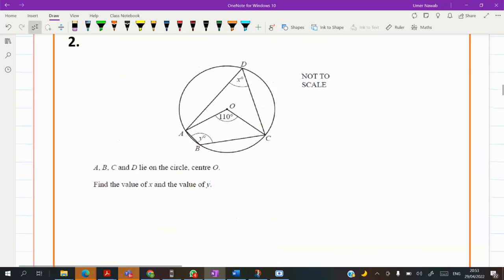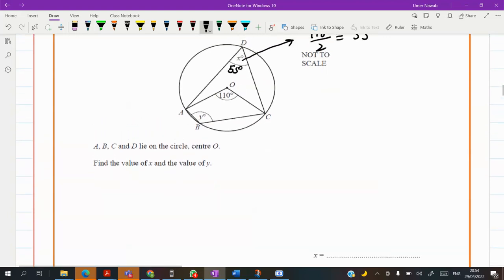Now, this question, interesting. You remember I told you when the central angle is given to you and the back angle is given to you, there is a relationship between them. Arc AC is producing an angle at the center, and it is also making an angle at the circumference. So what is the relationship between them? The angle at the back is always half of the central angle. So 110 divided by 2 gives you 55. So this angle is 55. Done. So we found x is 55.